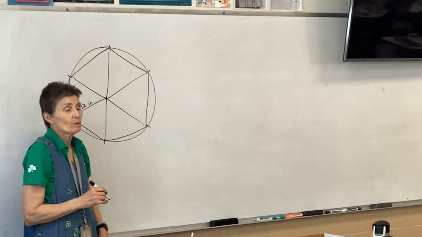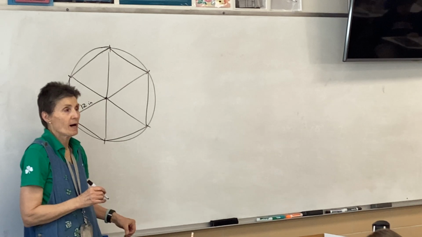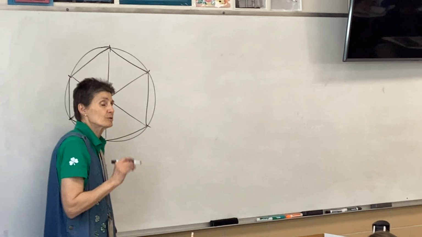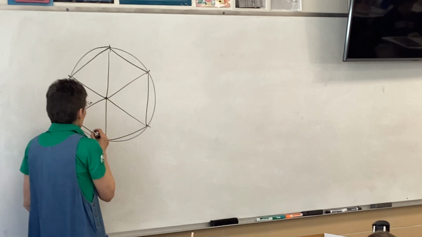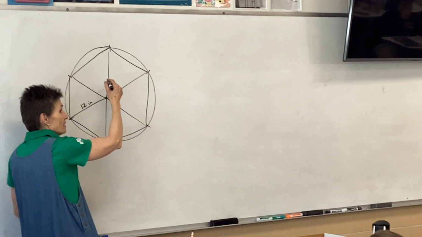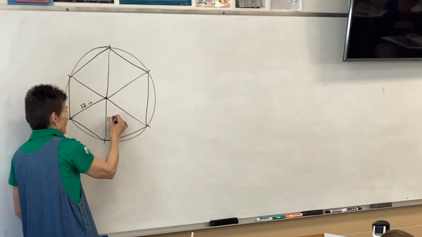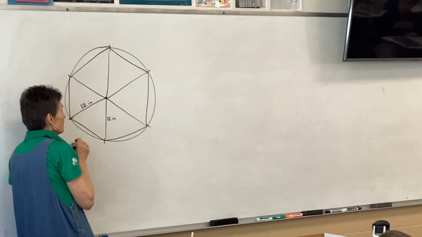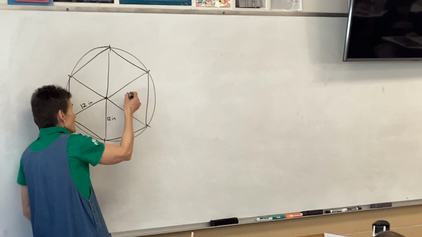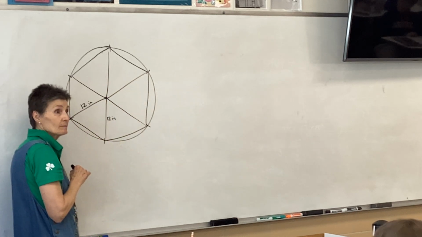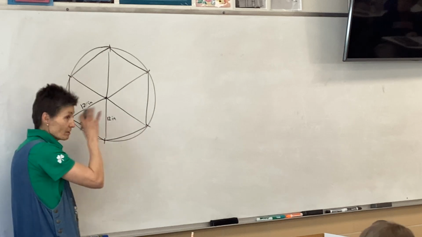So I drew in all of my radii. You don't need to do that. I did that though to show you something. Would you agree that all the radii that I drew in are 12 inches? Yep. And all of these triangles are congruent, right? Yeah. It's a regular figure. Everything's equal.